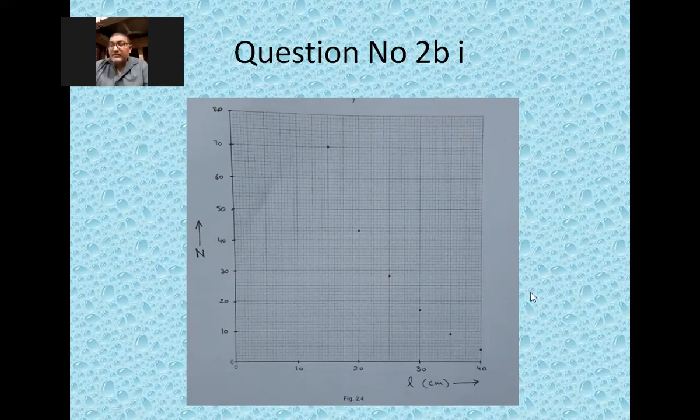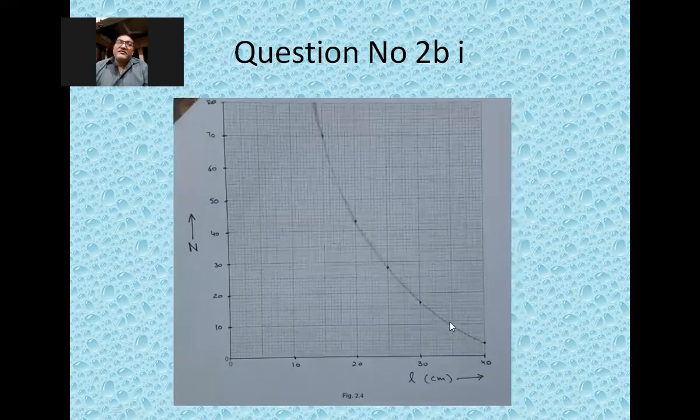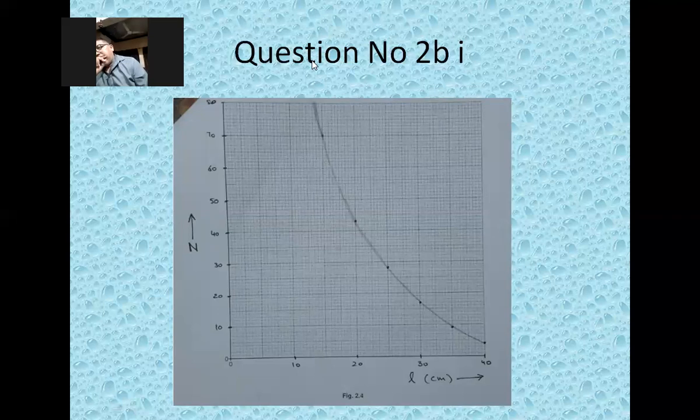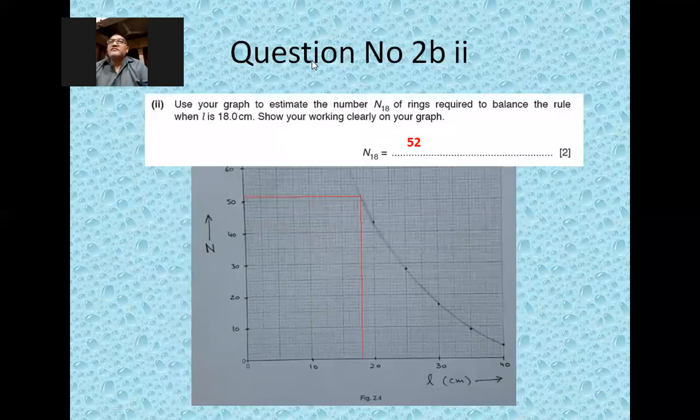And then I will join them freehand, and I have tried to draw a curve of best fit. So hopefully you understand. Okay. Then the question says, use your graph. That's the second part of B. He says, use your graph to estimate the number N18 of rings required to balance the rule when L is 18 centimeters. Show your working clearly on your graph. So we have to show this on the graph.